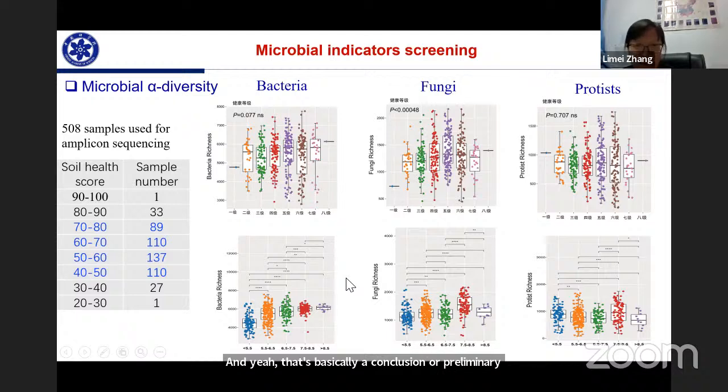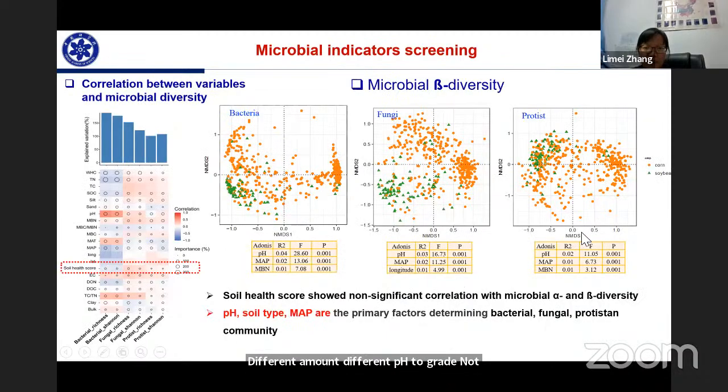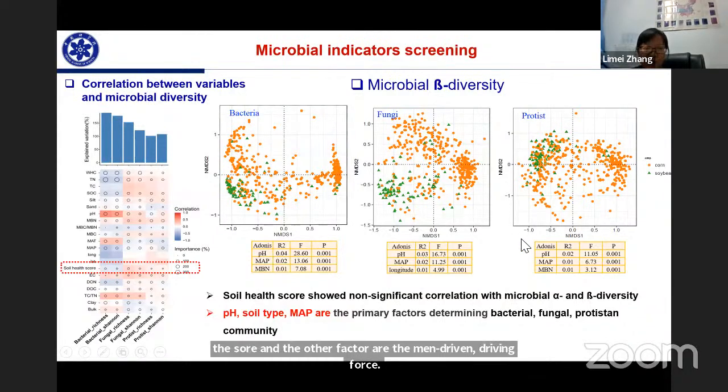Our second purpose was to identify some microbiome indicators for soil health, but it's pitiful. We did amplicon sequencing for more than 500 samples to see if the soil health grade is associated with microbial diversity, but microbial diversity was only significantly different among different pH grades, not soil health score grades. For beta diversity also, soil pH, soil type and other factors are the main driving force, not closely associated with soil health.